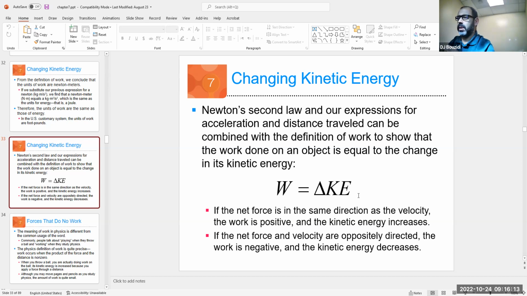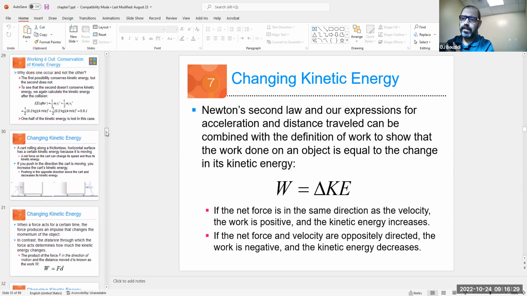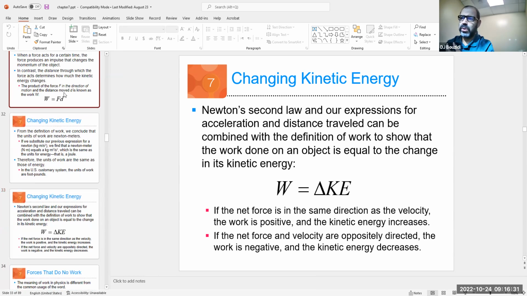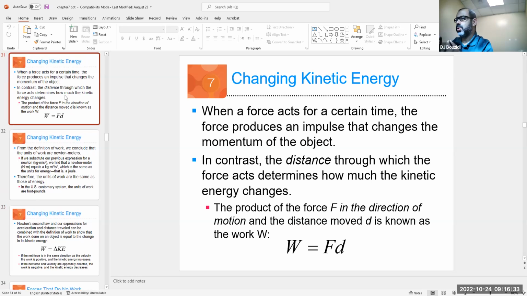There is no mysticism in here. There is no kind of magic in here. All the magic, if you wish, is actually in the details of how to find the work. The work is force times displacement, and it's actually defined in here somewhere. Here, the work is force times displacement. So the force is the one that is doing work. The force times how much the object has moved, and you add up the quantity.